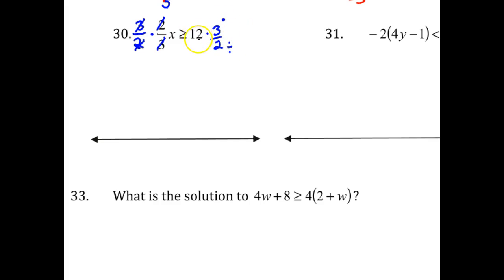So I can do 12 times 3 and get 36 divided by 2 is 18. Or I can do 12 divided by 2, which is 6, and 6 times 3 is 18. We'll have a greater than or equal to. Alright, so we have 18, and we'll have a closed circle. That's going to be going greater than's to the right.